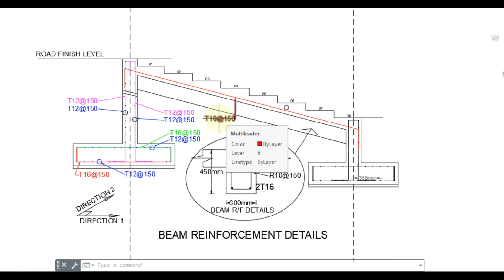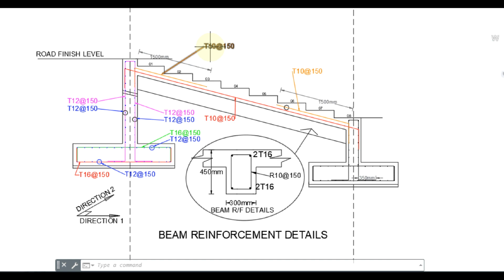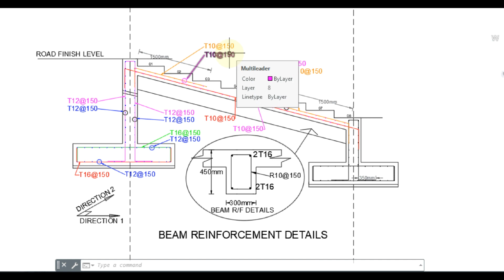Stair slope slab direction 1 bottom reinforcement is 10 mm bar, spacing 150 center to center. Stair slope slab direction 1 top reinforcement is 10 mm diameter bar, spacing 150 center to center. Stair slope slab direction 2 top and bottom reinforcement is 10 mm diameter bar, 150 mm center to center.